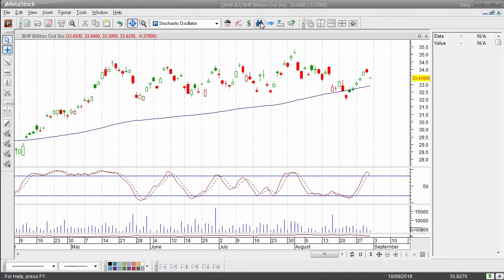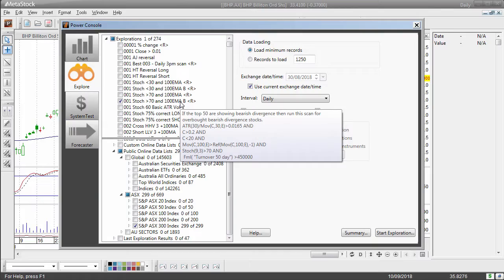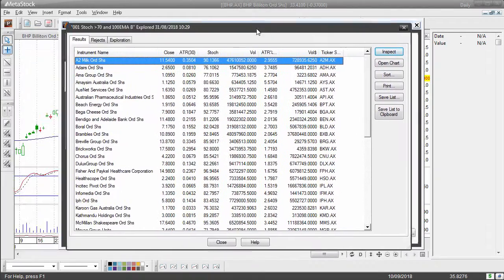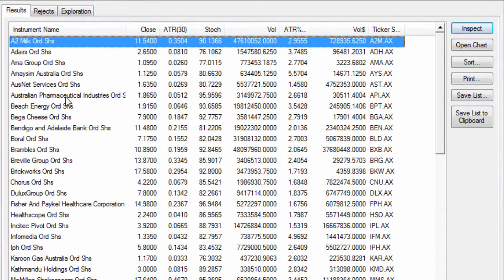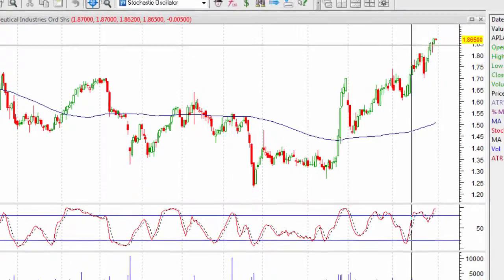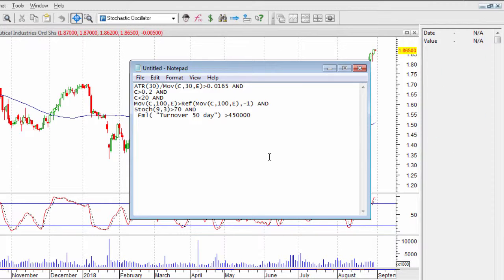Now, this particular scan here, I've actually run the scan, so I'm going to look at the report here. It's brought up a number of stocks. Typically what I'll do is open all the stocks that actually met that criteria. Okay, now let me take you through exactly what that criteria is.